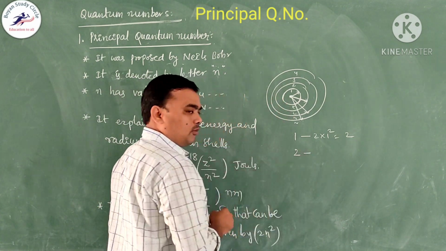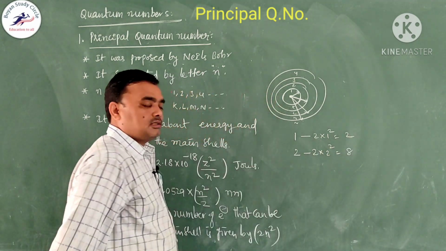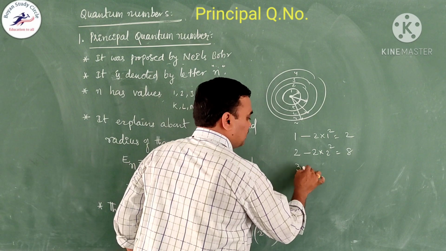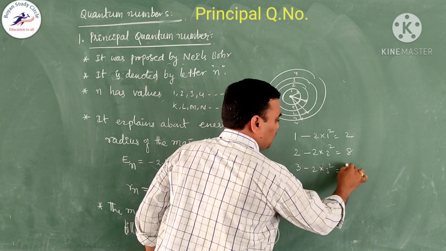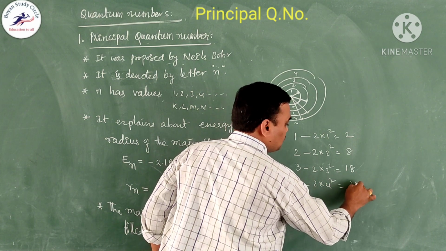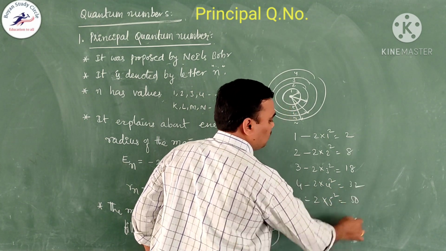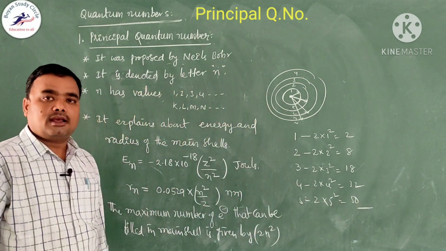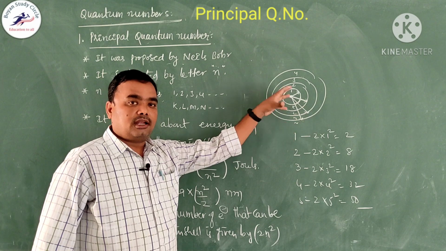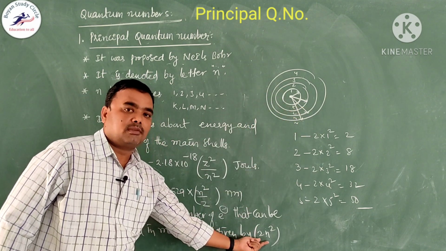If you take the second orbit, 2 into 2 square means the maximum is 8 electrons. In the third, 2 into 3 square, 18 electrons, then 32 electrons, and 50 electrons. In this way you can fill the electrons in the main shell. The maximum number of electrons that can be filled in a main shell is given by the formula 2n square.